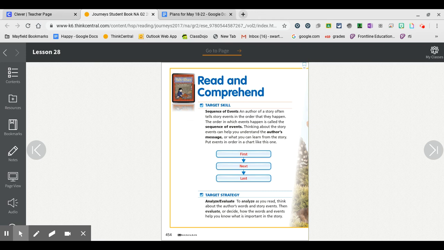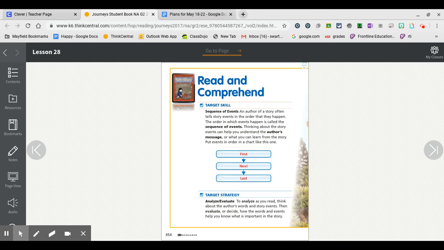Now, we've done sequence of events quite a bit, all the way back to kindergarten even. Thinking about the sequence of events can help us figure out what events are most important. Think about when we did our story structure. We filled in our characters, our setting, and our plot. We focused on our problem and solution for our plot.